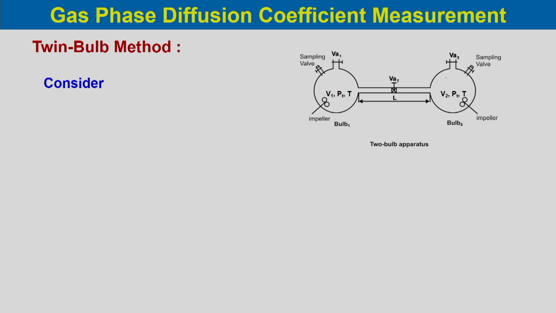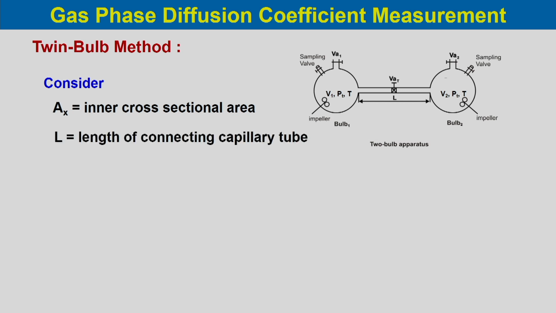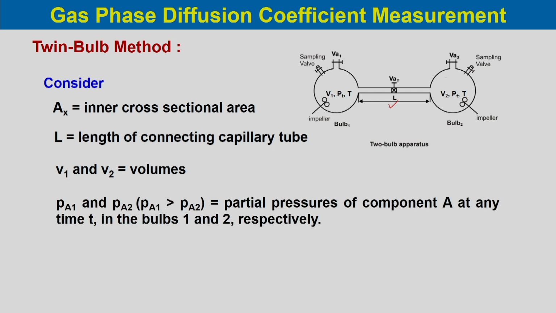So, now let us consider Ax, the inner cross sectional area of this tube. The capillary tube has inner cross sectional area Ax, and the length of the tube is L. The volume of the two bulbs: the left bulb is V1 and the right bulb is V2. PA1 and PA2 are the partial pressures of component A in bulb 1 and bulb 2 respectively.